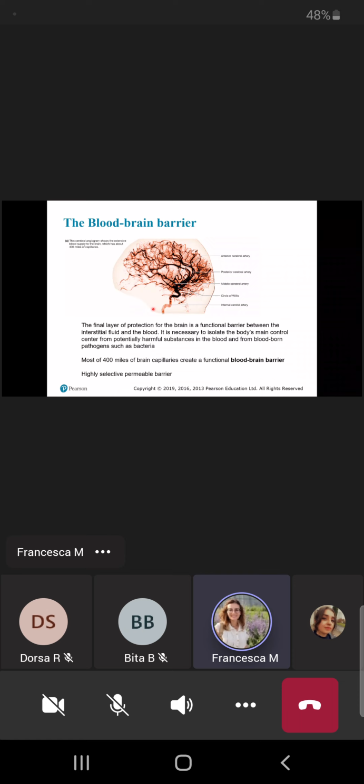What is this structure? So basically, it's a structure that we find only in the nervous system. It is not present in the other organs in our body. It's another protective layer. It's a barrier, and it is permeable, but with a high selective permeability. So basically, it avoids that harmful substances, pathogens, bacteria that are moving in the blood arrive into the brain. So this is another layer that we have close to capillaries.